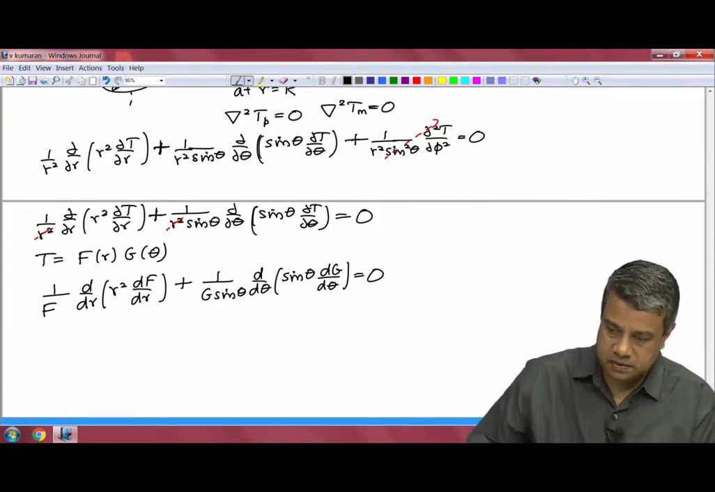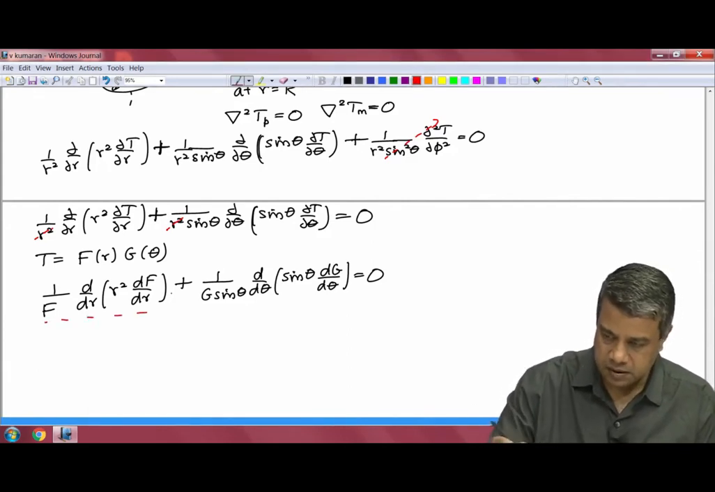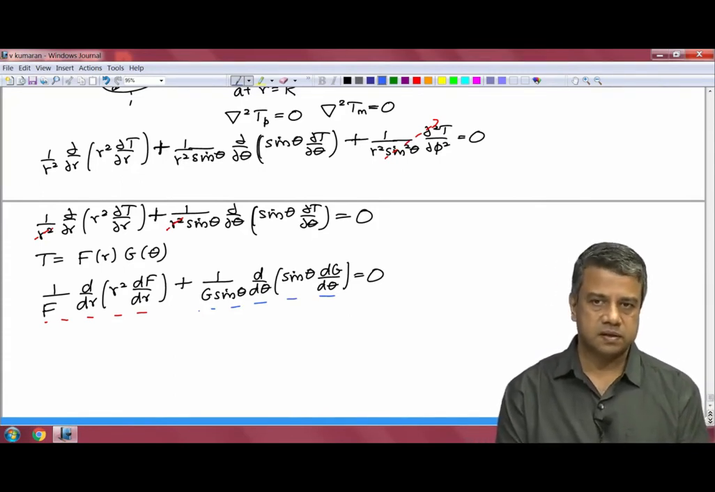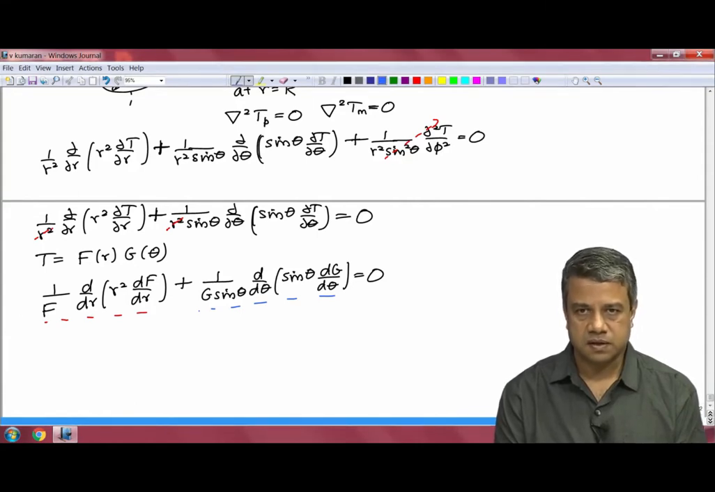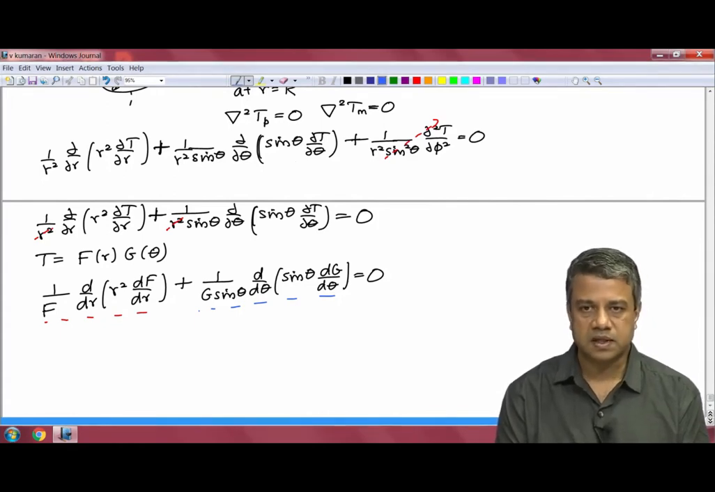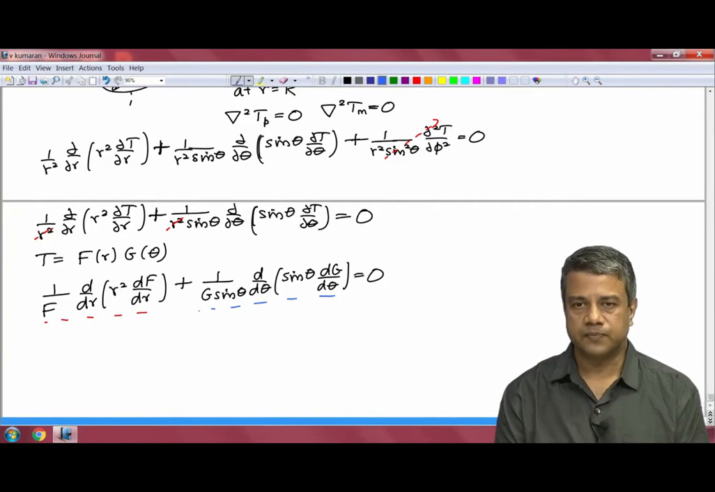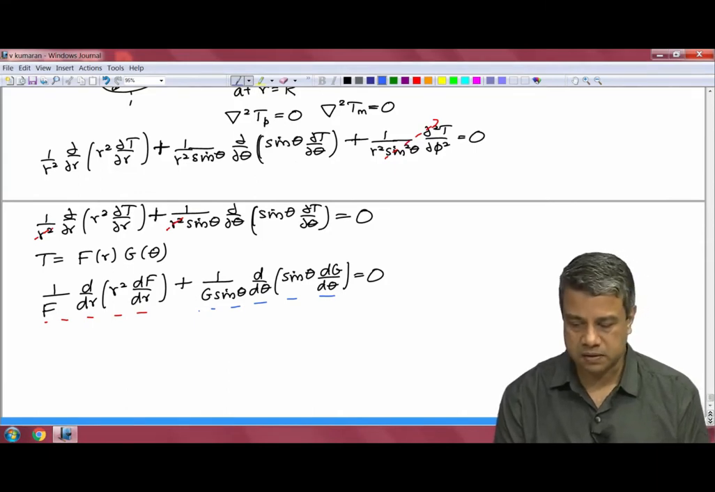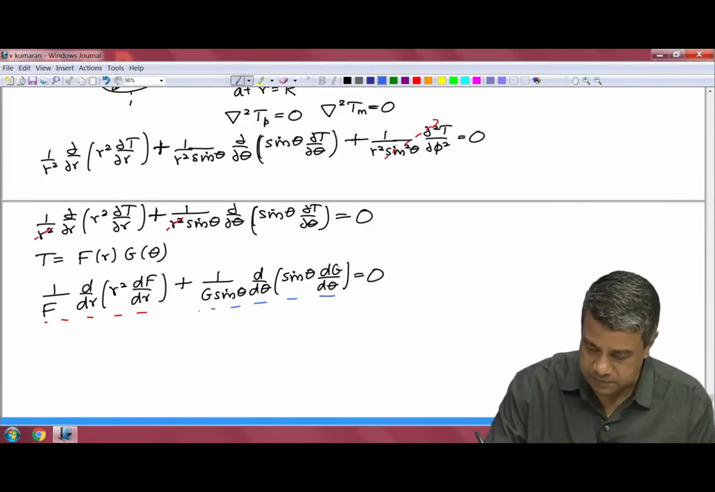In this, the first term is only a function of r, the second term is only a function of theta. Therefore, both of these have to be constants. What should the constants be? Recall that in the case of Cartesian coordinate systems, we obtained that from the homogeneous boundary condition in one spatial coordinate. Since the value of the variable had to be 0 on both boundaries, we got the solution in the form of sine or cosine functions in that particular direction. So, that is how we had solved it in a Cartesian coordinate system.